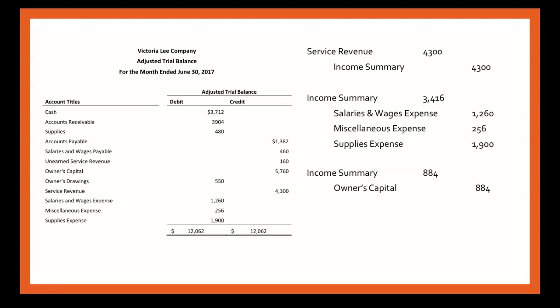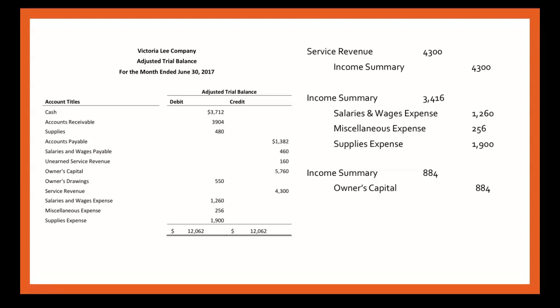Now, why does this journal entry make sense? Well, we said that that $884 was our net income. Owner's capital increases with a credit, right? So we are increasing our owner's capital by $884, the amount of our net income. If we think about an owner's equity statement, we know that on an owner's equity statement, your net income would increase your capital. So we're just showing this now in a journal entry format, what is happening on that owner's equity statement.